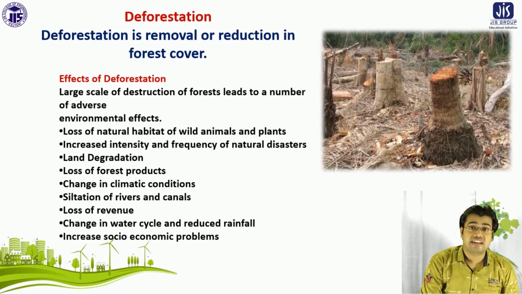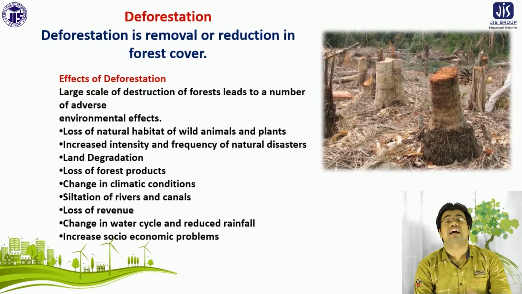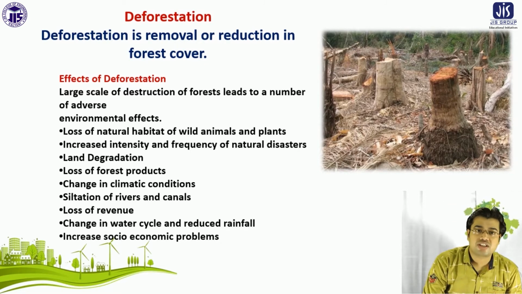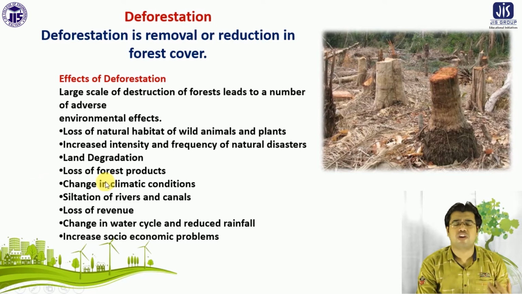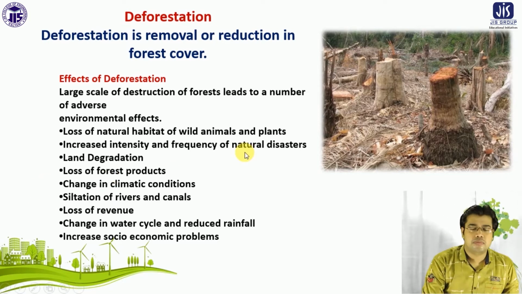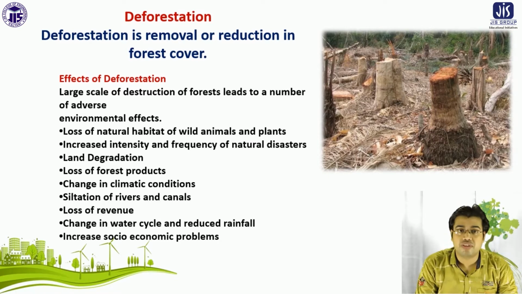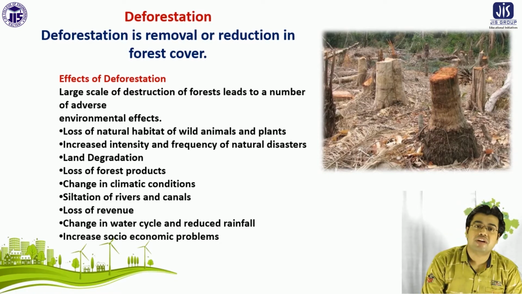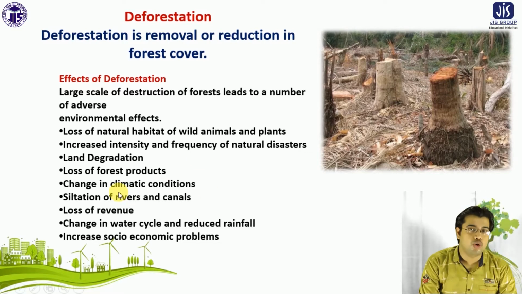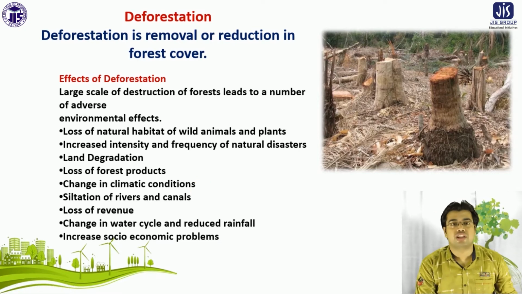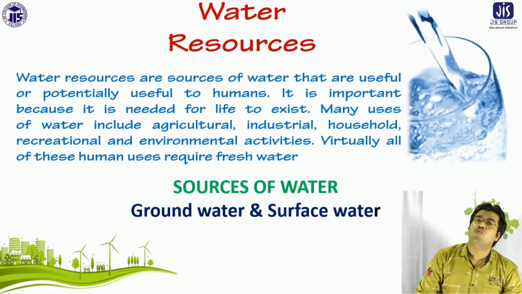There are different kinds of problems regarding wildlife also being hampered, like wild animals and plants disappearing due to deforestation, land degradation, and the loss of forest products which we get from the forest. If any kind of problem arises, we are not getting those from the forest. And there are some kinds of climate conditions which are changing, that is also one of the reasons for deforestation.